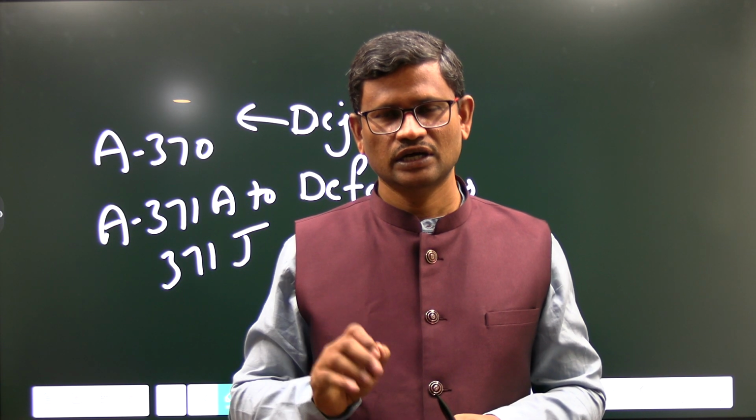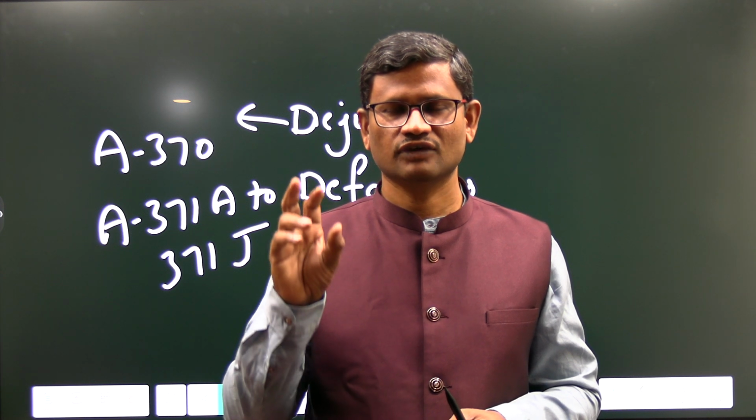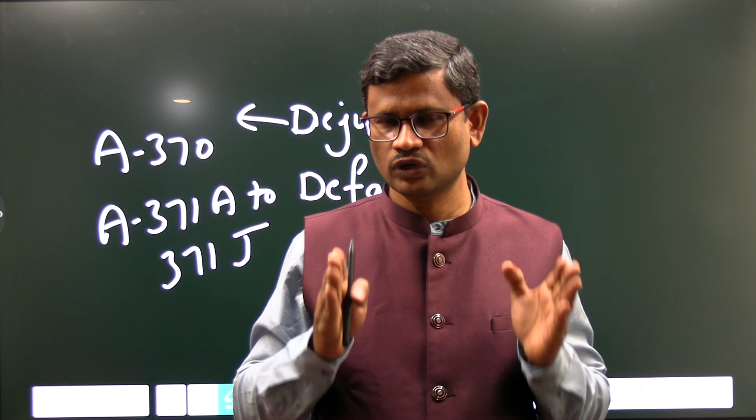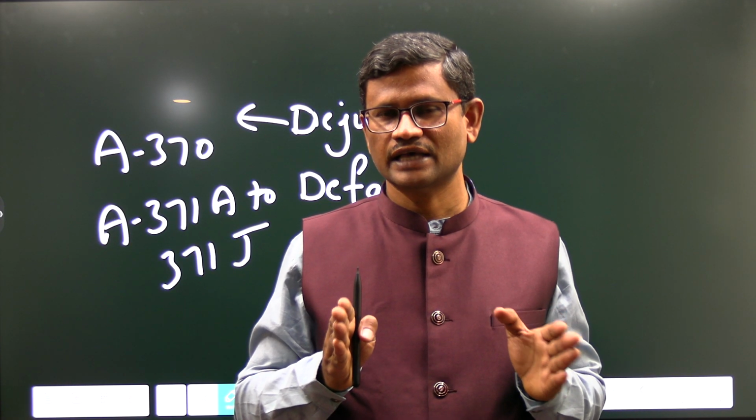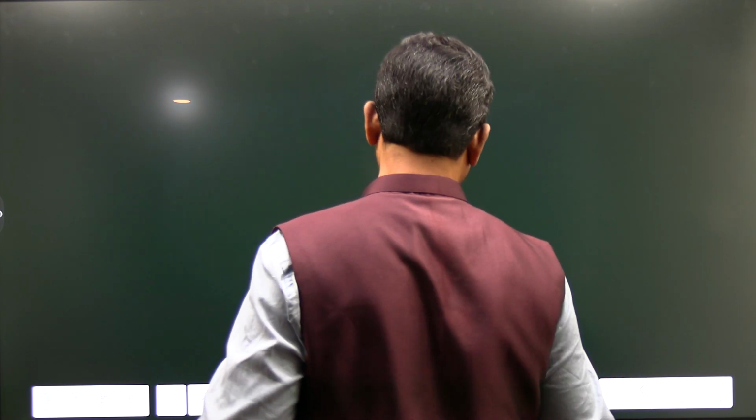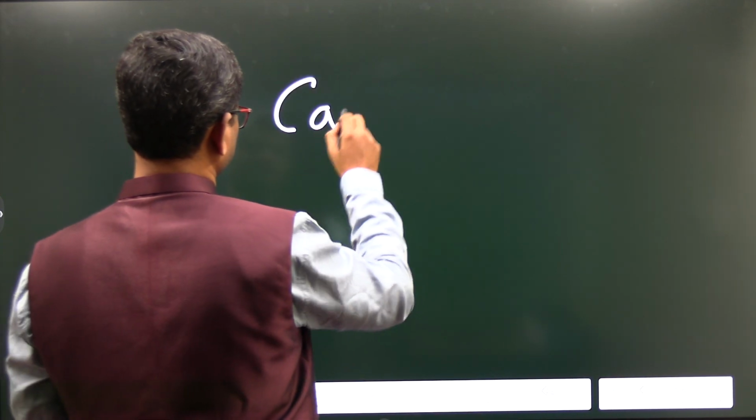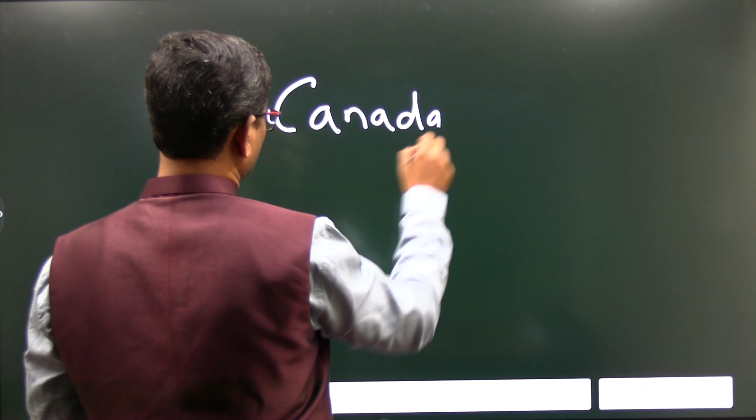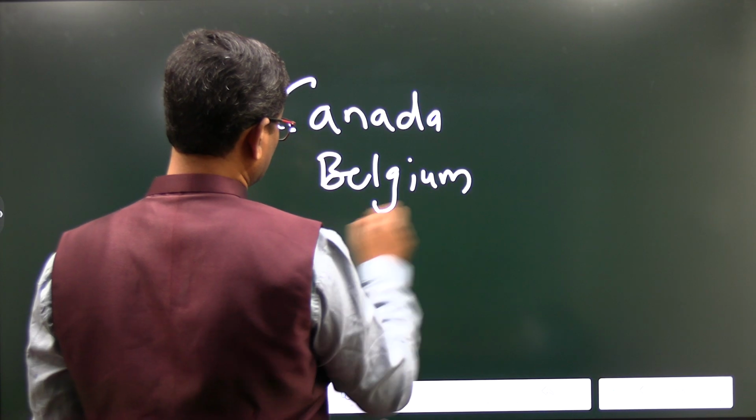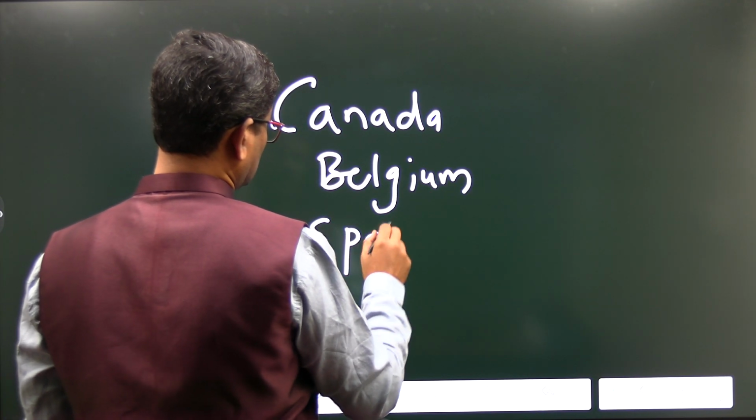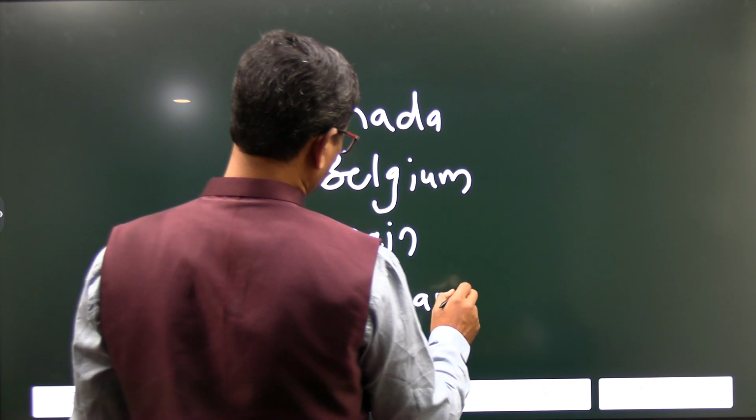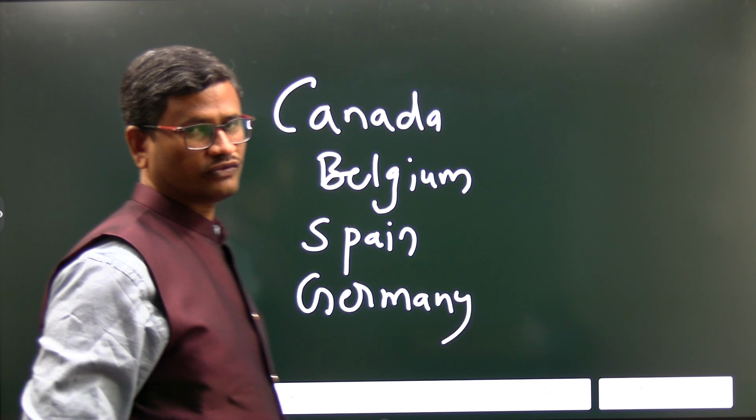So the question is, what is the reason for providing for asymmetry in the Constitution of India? And remember, India is not the only country which has asymmetrical federalism. Across the globe, there are other countries which also have asymmetrical federalism. Canada is one example. Belgium is one example. Spain is one example. Germany is one example. So these countries are also examples of asymmetrical federalism.